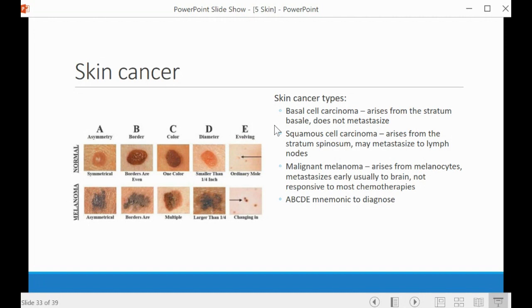Basal cell carcinoma arises from the stratum basale, and it does not usually metastasize. There's squamous cell carcinoma, which arises from the stratum spinosum, and it can actually metastasize to our lymph nodes. There's malignant melanoma. This is the one that you might be the most scared of. It arises from our melanocytes, and it metastasizes early, usually to the brain, and it's not responsive to most chemotherapies. Okay? Make sure that you understand this ABCDE mnemonic.